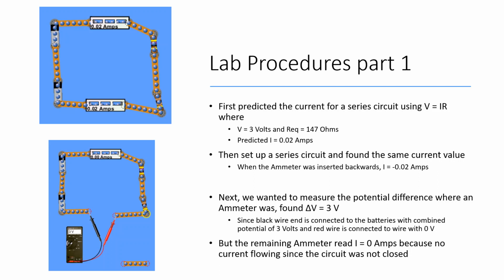Next, we wanted to measure the potential difference where an ammeter was. So we took out an ammeter and put in a voltmeter. And we found that the delta V is equal to 3 volts. And this is because the black wire end is connected to where the batteries are, so there's going to be a potential of 3 volts.